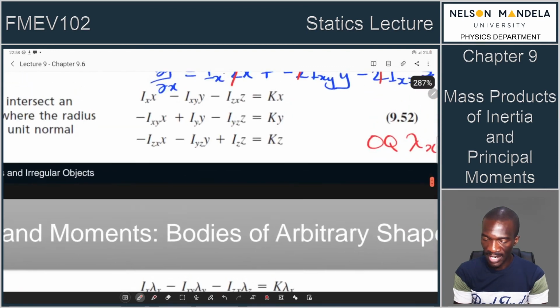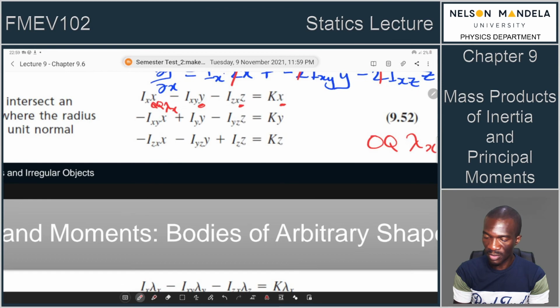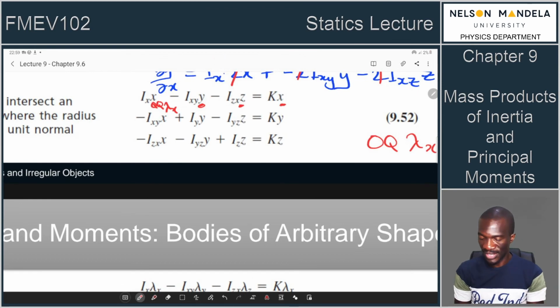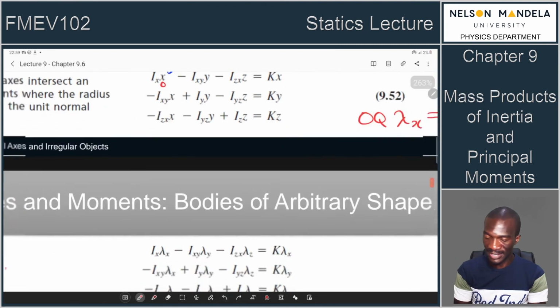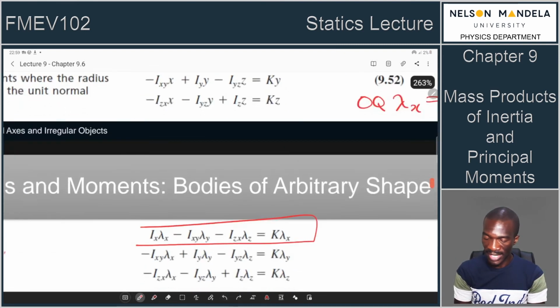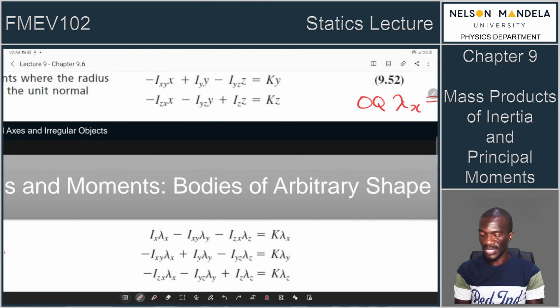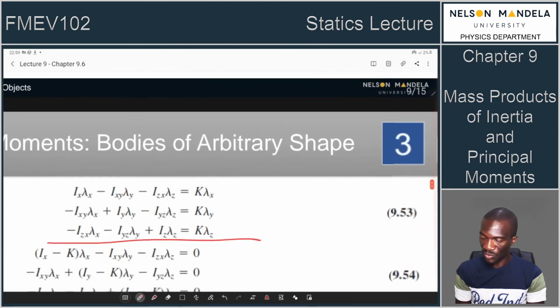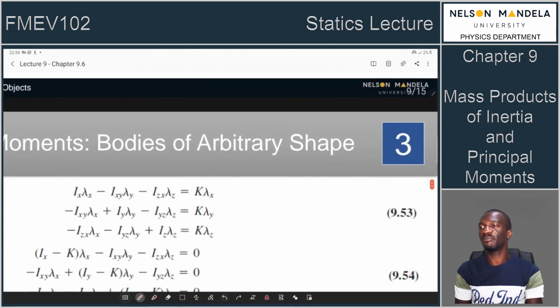So for the first part, this will be just OQ multiplied by lambda x. This would be OQ multiplied by lambda y, OQ multiplied by lambda z, and then the last one would be OQ. So which means the OQs actually disappear, and then we have the lambda. Where we have an x, we have a directional lambda. So this is why we end up having a new system of equations. This system of equations, which is 9.53, is simply a result of the previous one.